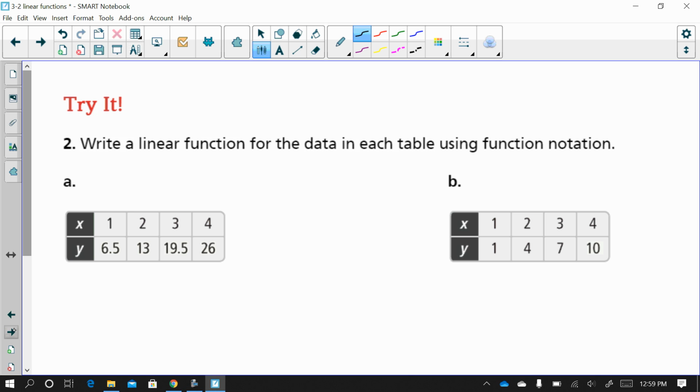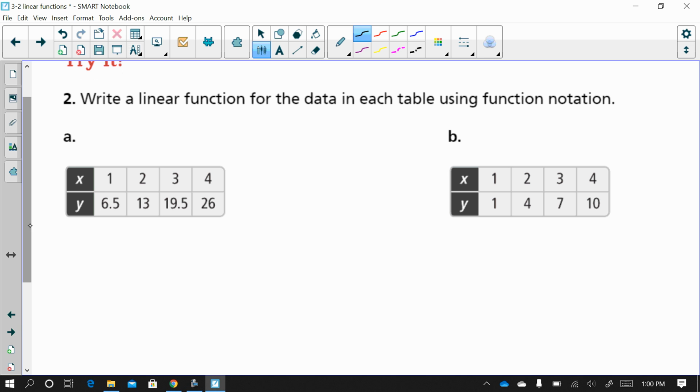Okay, your turn. Pause the video and try letter A. You're going to write a linear function for the data in each table using function notation. Okay, so the first thing I'm going to do is find my linear loops. Okay, looks like I'm just going up by 1 each time. Okay, here, 6.5 to 13 is 6.5. Plus 6.5 again. And again. So, this is linear. I can use y equals mx plus b.